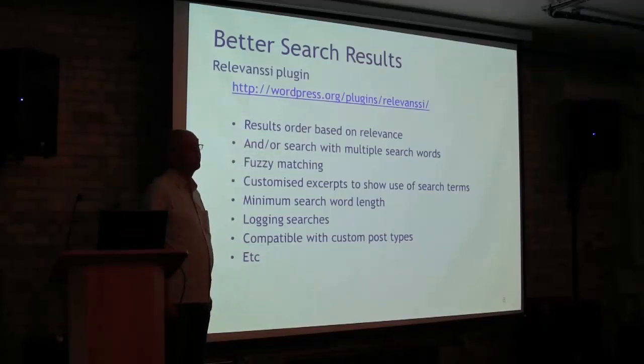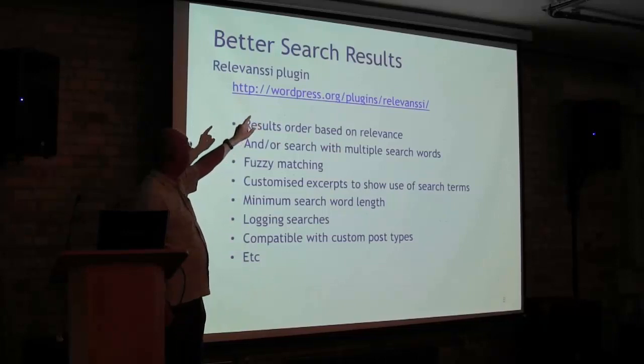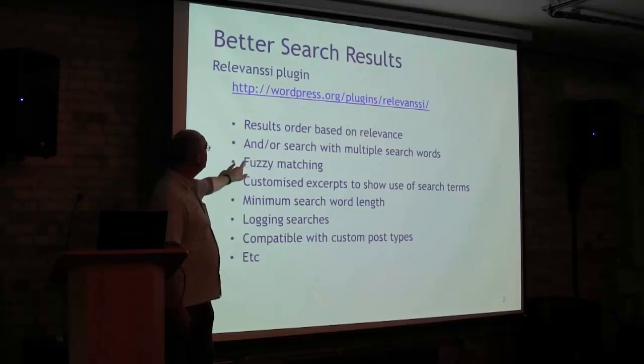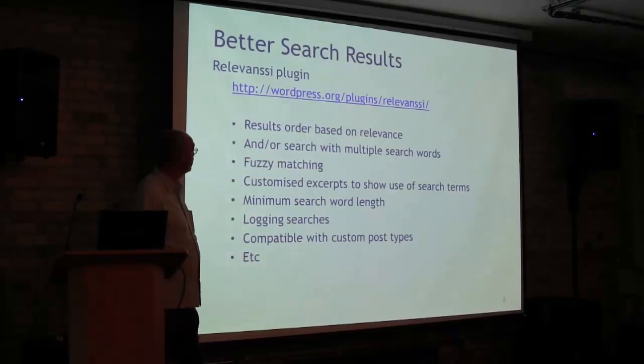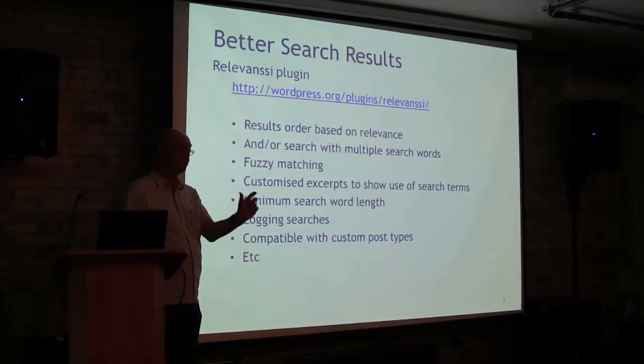that you can do the search based on relevance. Relevanssi apparently is Finnish for relevance, and the guy who wrote the plugin is Finnish. You can do an AND or OR search. If you've got multiple search words, you can configure it to do an AND or OR search. Fuzzy matching if you don't get a hit with the clean search. This is the one I really like, the customised excerpts to show the use of search terms within your excerpts.